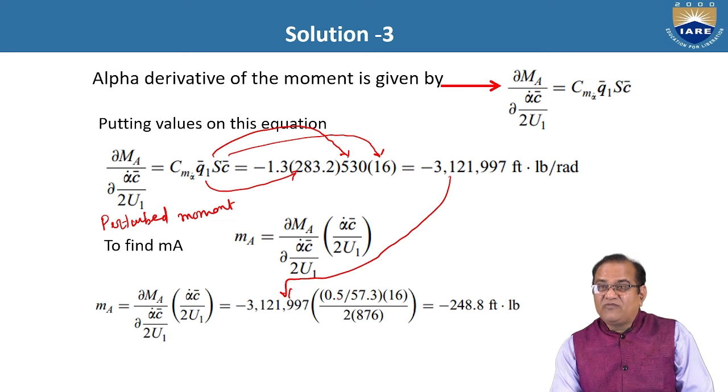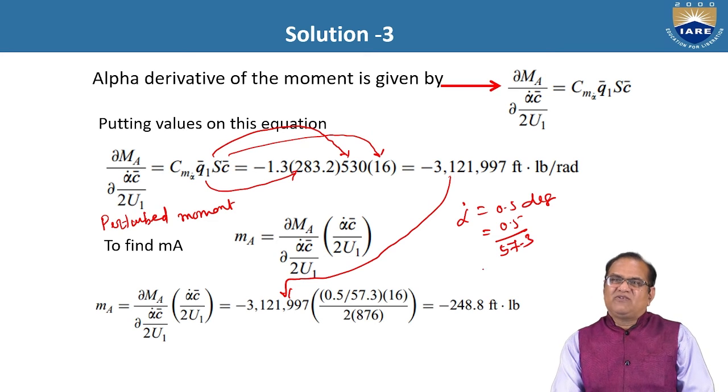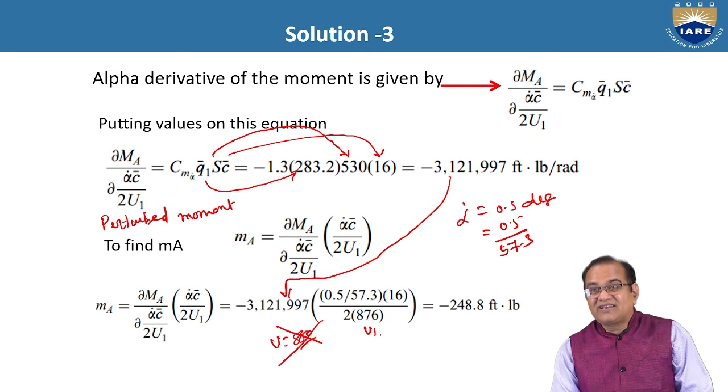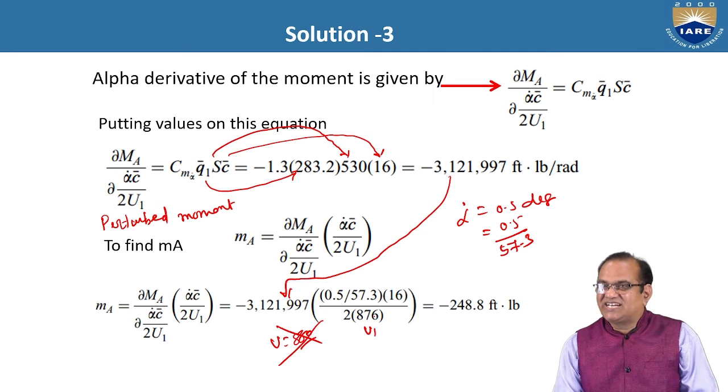Alpha dot is 0.5 divided by 57.3 because this alpha dot is given as 0.5 degree. This degree, if you want to convert to radian, we have to divide by 57.3. So 0.5 by 57.3 is alpha dot, C bar is 16 divided by 2 into 876. This is U1. Always you have to take the U1, not the final value. Final value U was given as 880, but we are not taking this. We are taking only the initial steady state condition.